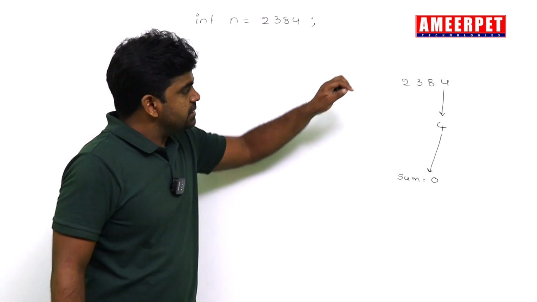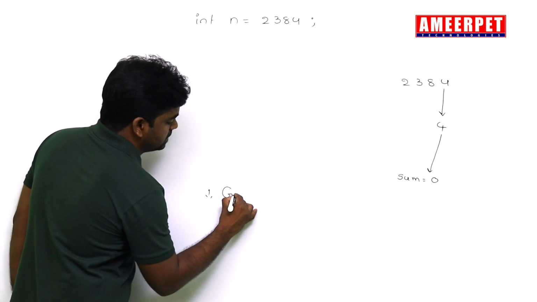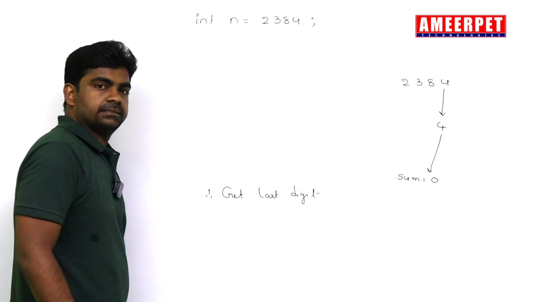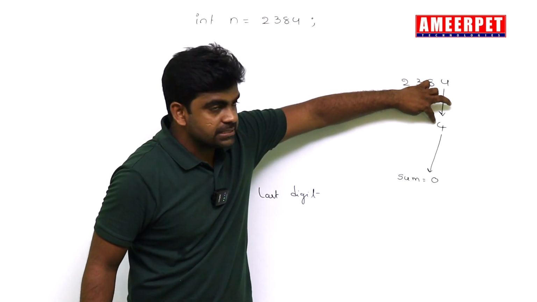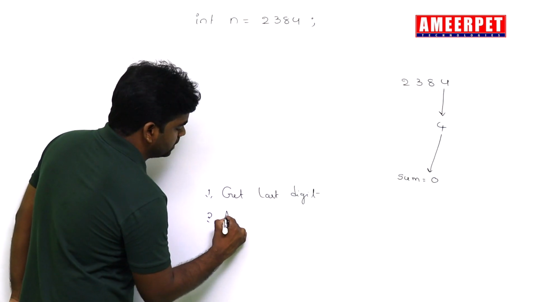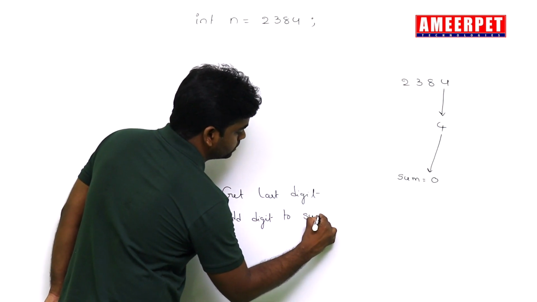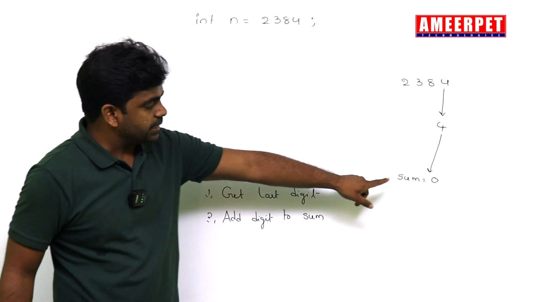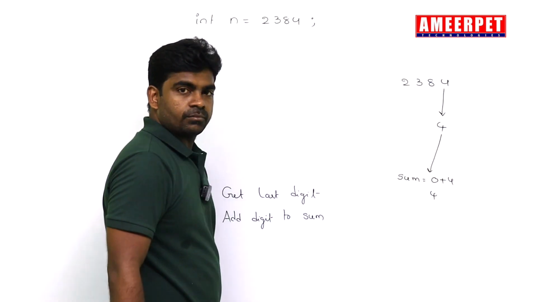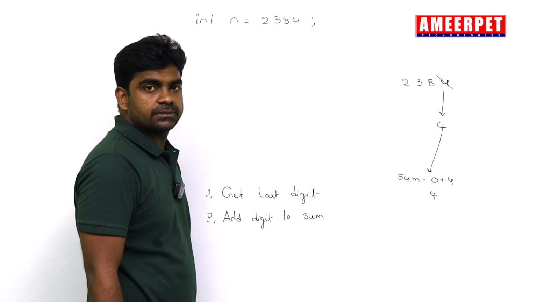That is, first step is what? Getting the digit. Here I am writing clearly. First step is get last digit. Once you get the last digit, add that digit to the sum variable. So here that 4 will be added, sum value becomes 4. After working with the digit, remove that digit. That is not required for us.